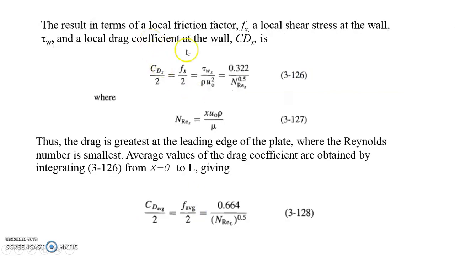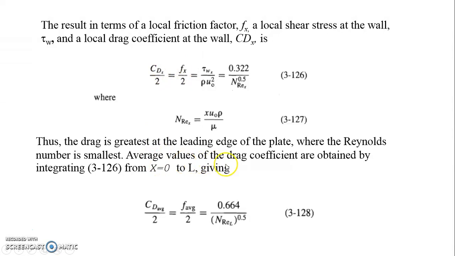The result in terms of the local friction factor Fx, the local shear stress at the wall tau W, and the local drag coefficient at the wall CDx refers to this equation. This is the relation between the local drag coefficient and the local friction factor Fx, where the Reynolds number is x U naught density over mu. Thus the drag is greatest at the leading edge of the plate, where the Reynolds number is smallest. When the Reynolds number is lower, CDx will increase, and the friction will also increase.